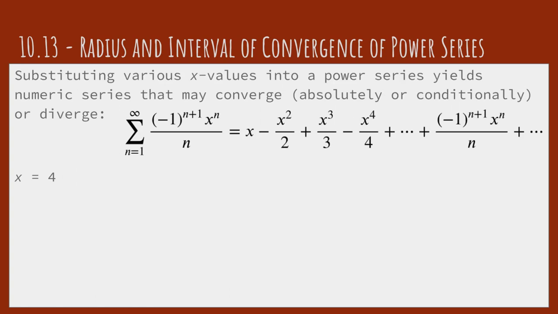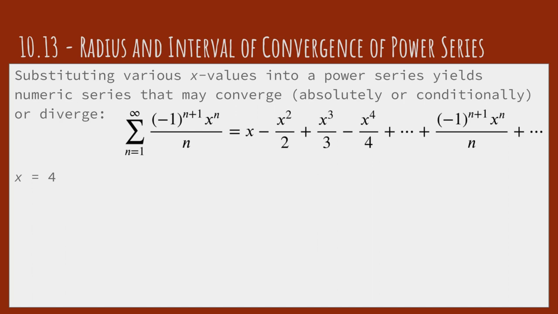So when we have a power series like that, what we can do is plug in a variety of values for x. And when we plug in a value for x, we're going to get a specific series, a numeric series that may converge or diverge. And we've talked about ways we can test to see if a series is going to converge or diverge, or even converge conditionally versus absolutely. So I just want to look at a couple examples with this particular power series.